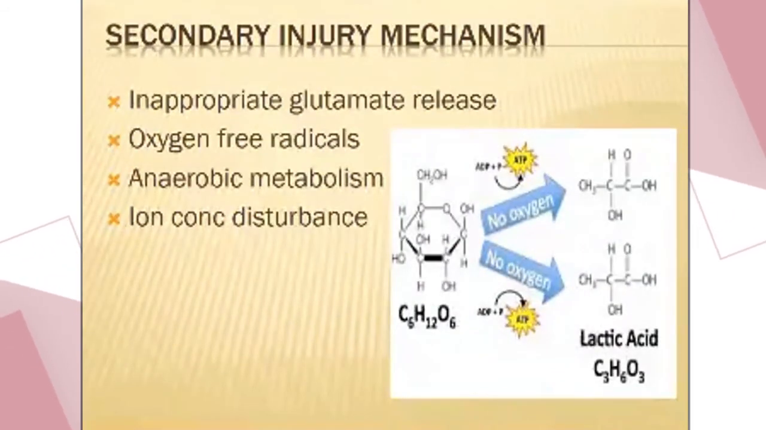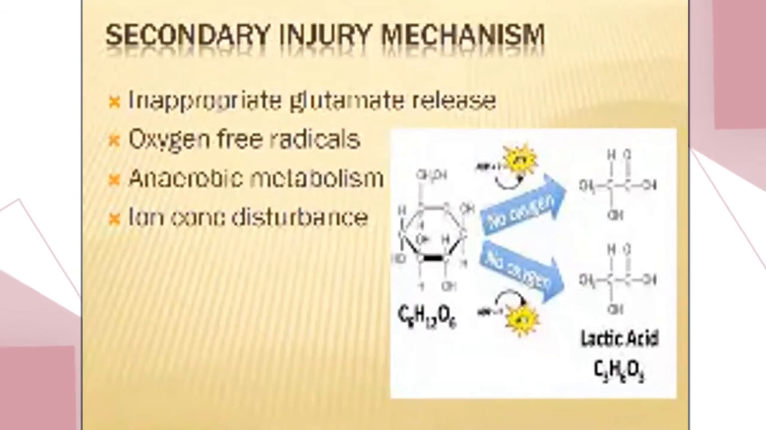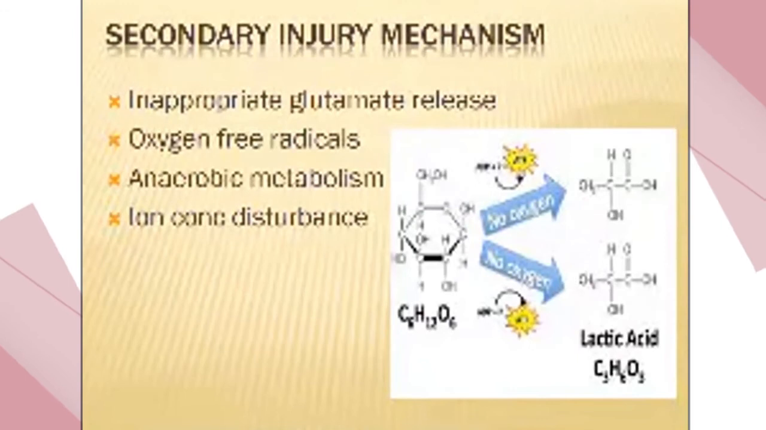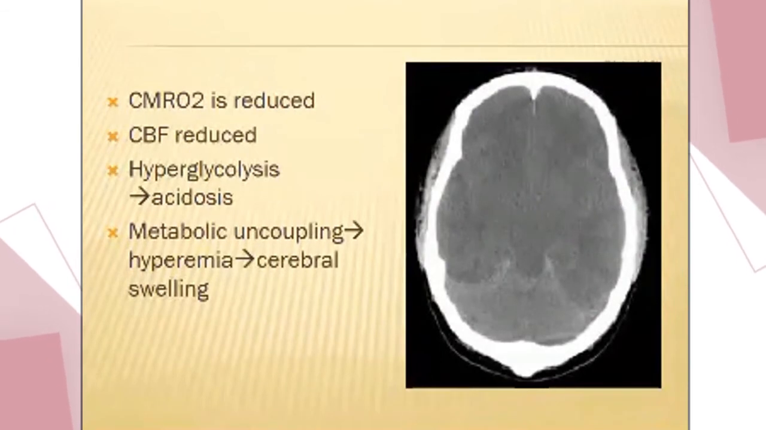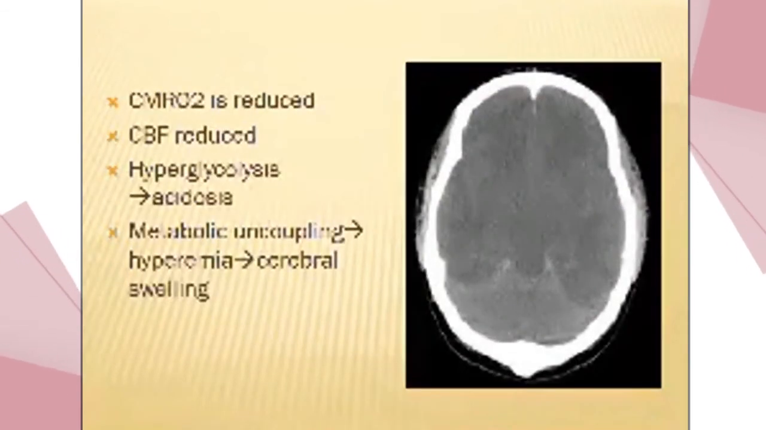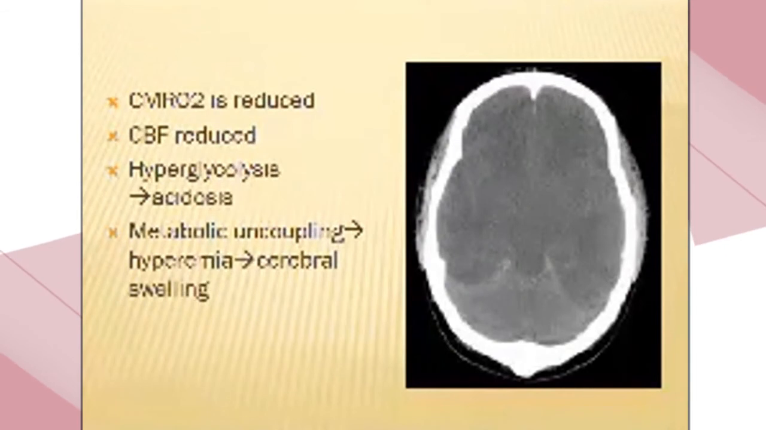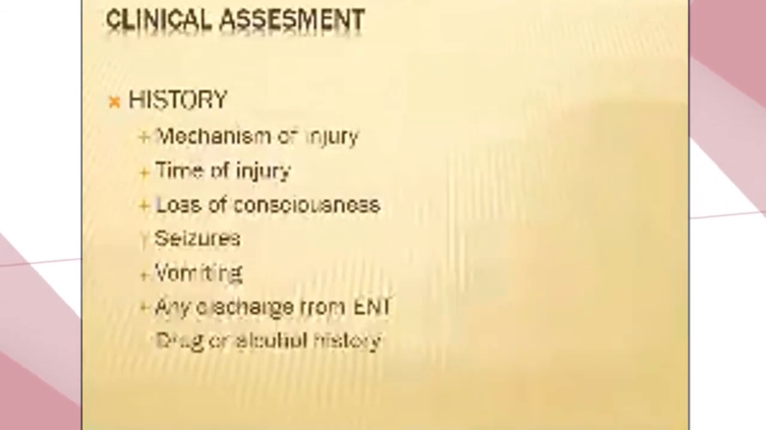What happens in the secondary injury is what we can prevent. There is inappropriate glutamate release, oxygen-free radicals are released, and there is anaerobic metabolism and ion concentration disturbance at the cellular level. That leads to reduced cerebral metabolic rate of oxygen consumption and reduced cerebral blood flow. Hyperglycolysis leads to acidosis, and there is loss of autoregulation that leads to cerebral hyperemia and cerebral swelling.